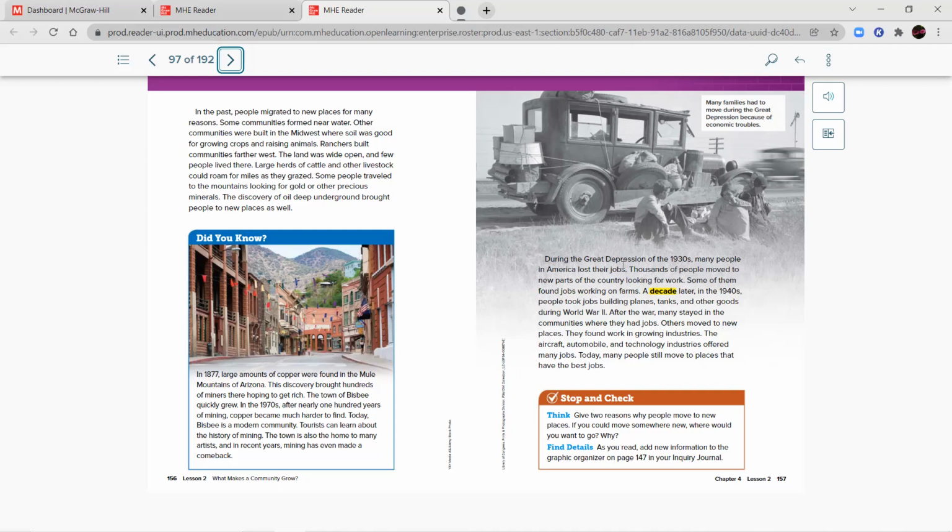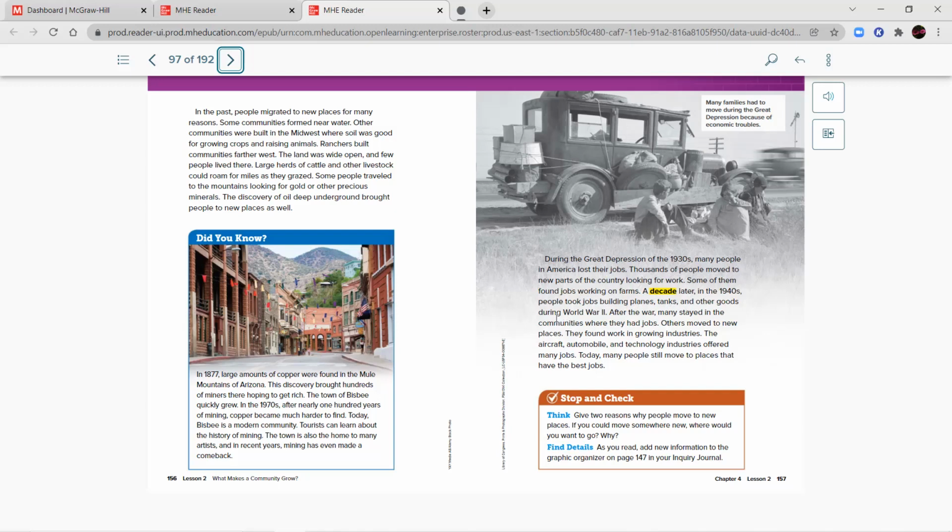During the Great Depression of the 1930s, many people in America lost their jobs. Thousands of people moved to new parts of the country looking for work. Some of them found jobs working on farms. A decade later, in the 1940s, people took jobs building planes, tanks, and other goods during World War II. After the war, many stayed in the communities where they had jobs.